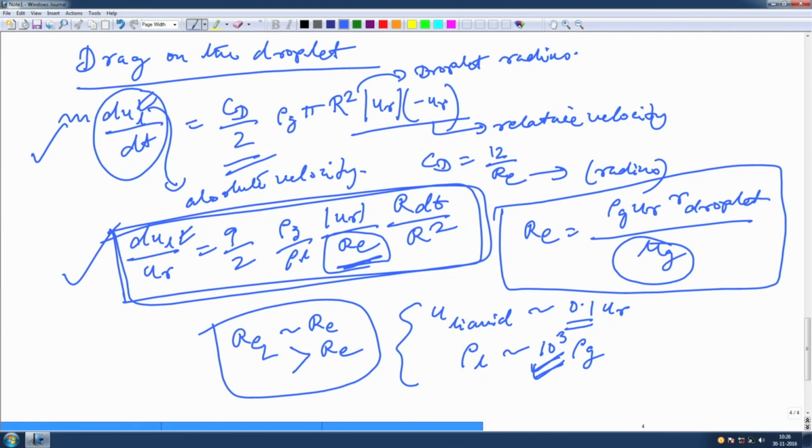So, with that we stop this lecture, we will pick up in the next lecture, where we will show how this Reynolds number comes into the picture and how we can establish that the droplet actually does not rotate by that much.